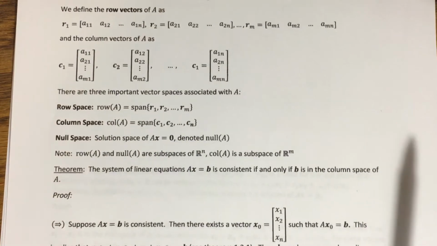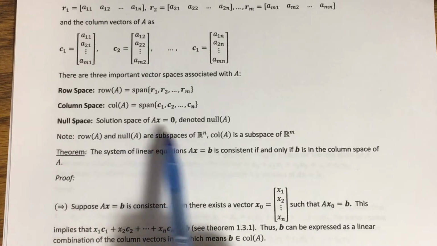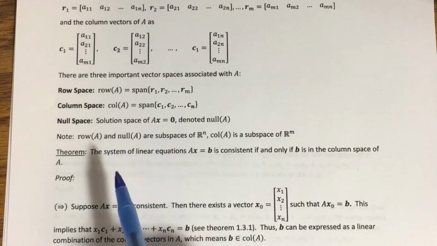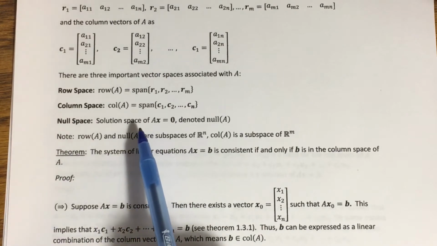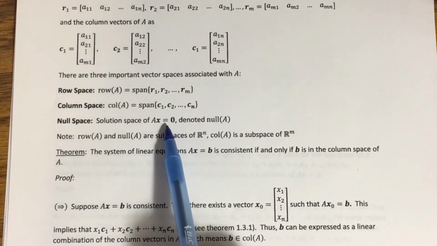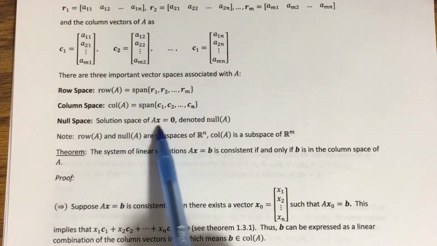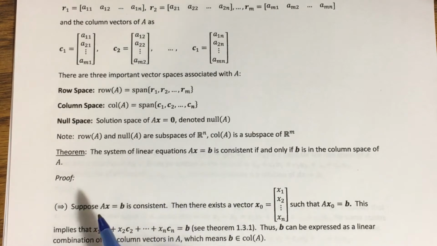And then finally we have the null space. If you set up the homogeneous linear system AX equals 0, you'll remember that the set of solutions to a homogeneous linear system is always a vector space. The solution space of this we call the null space of A.